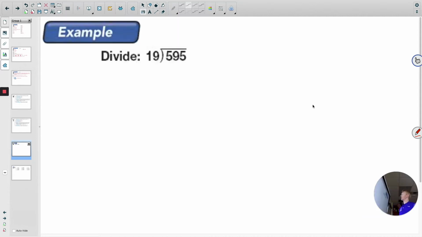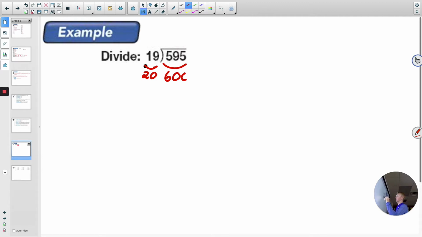Here we have an example. We have 19 and 595. So I know that 19 is pretty close to 20. I know that 595 is pretty close to 600. So if that were my problem, I would use 3 as my starting guess when I divide. So let's try that out now that we thought through it. I have 595 divided by 19.